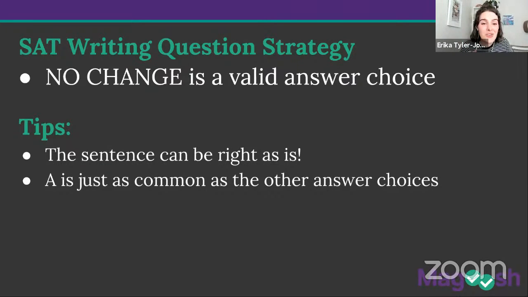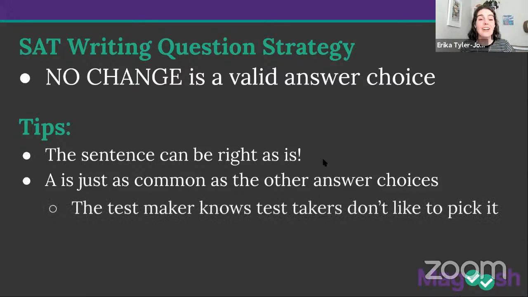Now, you knew this for the most part, which is awesome, but it is a common misconception that no change is less likely to be the right answer, because a lot of folks go, but why would they write the right answer in the test? That's too tricky, right? They wouldn't do that. They want me to have to look at the other answers. And that's just not the case, right? They know that test takers are afraid of picking A. And so they make it the right answer just as often as the others.